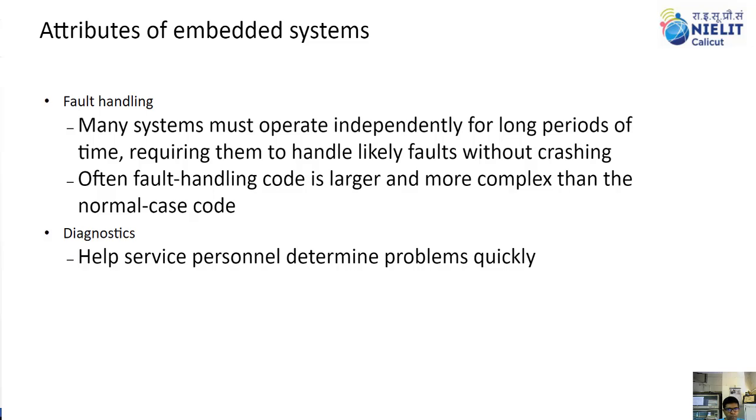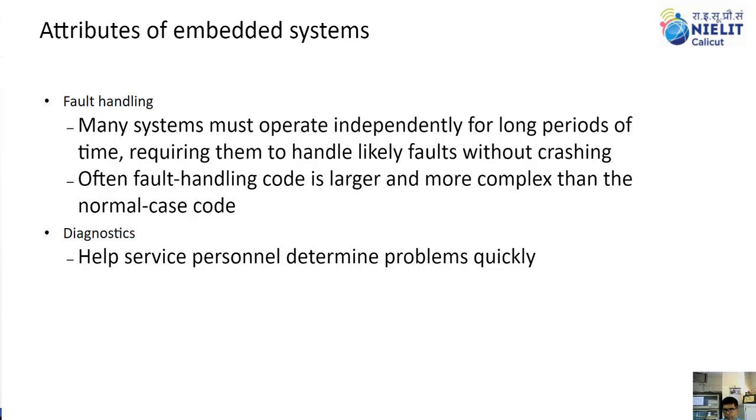And often the fault handling code is larger and more complex than normal case code, because usually we don't know when a fault will happen, but whenever it happens it has to keep track of it. So the code should be really precise, and it should keep track of the fault events whenever they occur.